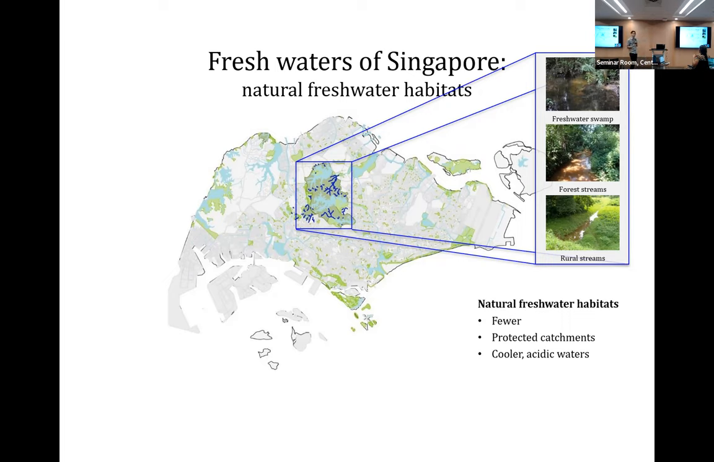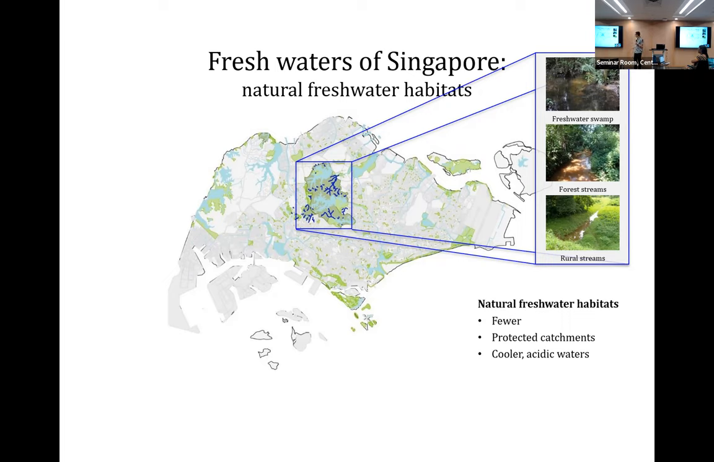Once you go out of the nature reserve, because they're all connected, right? So connectivity is an important point. There are fewer of them. The catchment area is protected because it's inside the nature reserve. In fact, that was how it was gazetted in the 19th century. I shouldn't be talking about this kind of thing when there are historians here. Anyway, the area was gazetted as the Central Catchment Nature Reserve. So the word catchment has always been in the name of that nature reserve, to protect the catchment.